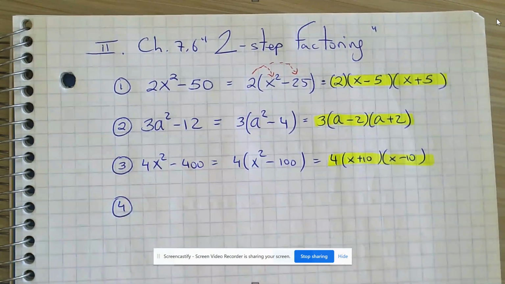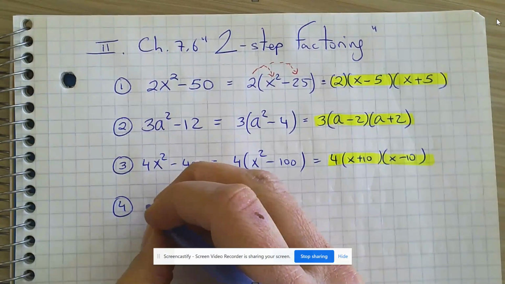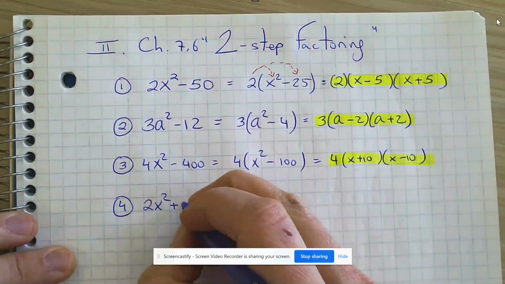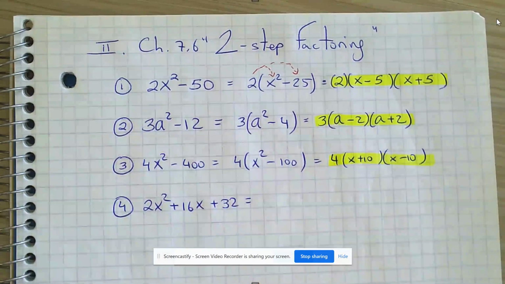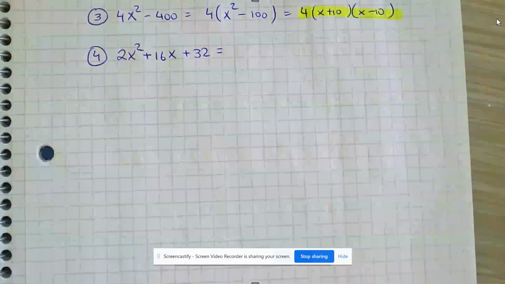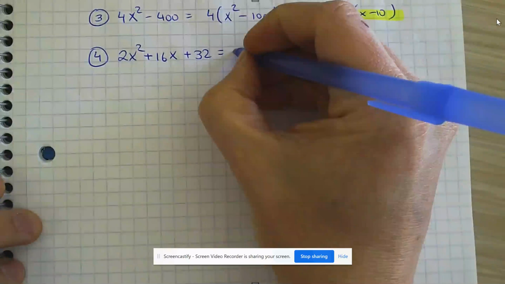All right, we're going to do one now that's going to be a little different. Instead of giving you a binomial, it's going to be a trinomial. And the trinomial is going to look like this. 2x squared plus 16x plus 32. All right, once again, this is going to be a two-stepper. Let me move it up for you. And the first thing we're going to do is we're going to take out that 2. So, take the 2 out.